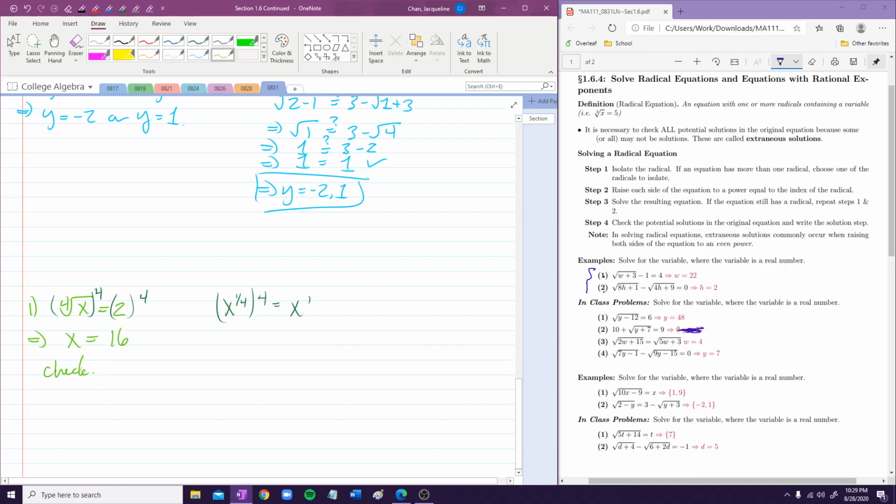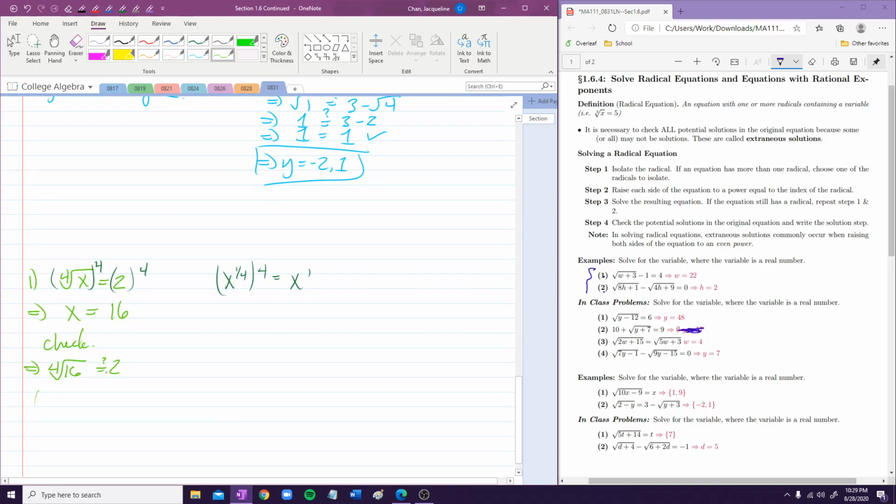Make it very clear. So let's check this one. I have the fourth root of 16. Does this equal 2? For the square root of 16, this is equal to 4 because 4 squared is equal to 16. So when I have the fourth root of 16, does this equal 2? We're looking for something to the fourth that is equal to 16.